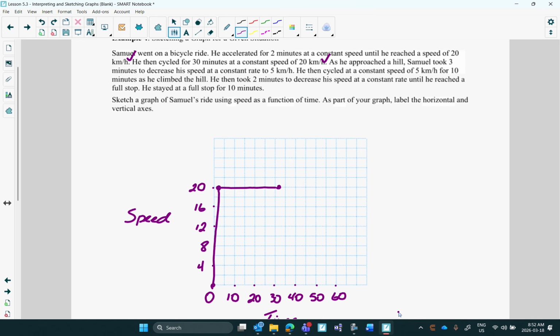Now we took 3 minutes to go down to 5 kilometers an hour. Well, 5 kilometers an hour is here. Remember, we're at 32 minutes. So if we took 3 minutes, what are we at after 3 minutes? This is 32. And then 3 minutes later is how many minutes? 35. So that means we should be here. And that's a pretty steep segment too.